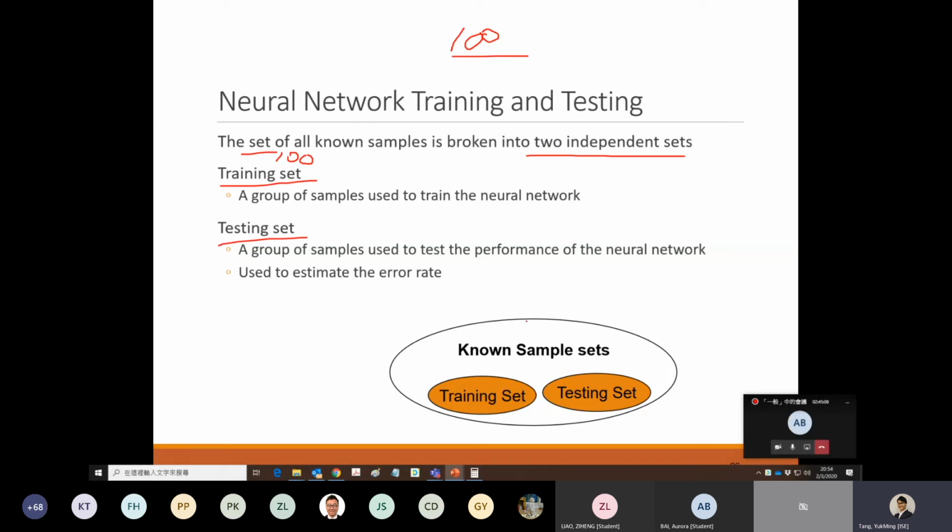Usually we will use 70% of the data. For example, if you have 100 data, usually we will use 70 data for the training and 30 data for doing the testing. So what is the meaning of training?